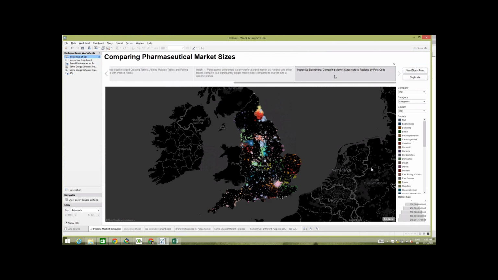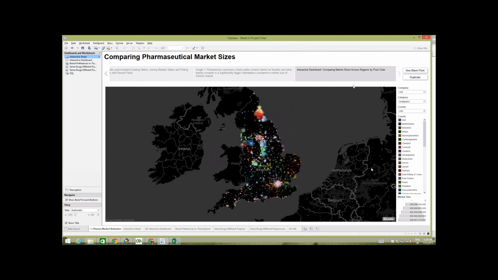So what I have here is comparing market sizes, as in market valuation sizes, across regions by postcodes. The different colors represent each particular county and the particular dots are a postcode. I think I have it set on paracetamol.